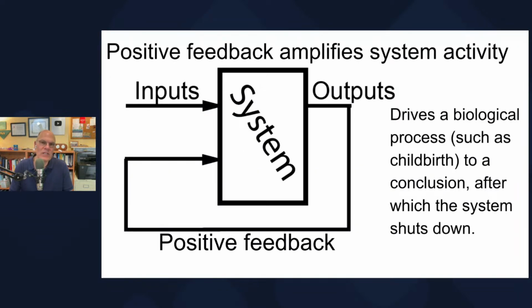Positive feedback is different from negative feedback because, as opposed to returning a system to homeostasis, it amplifies system activity. So what happens is the output feeds back to the system in a way that makes the system work harder as opposed to shut down.